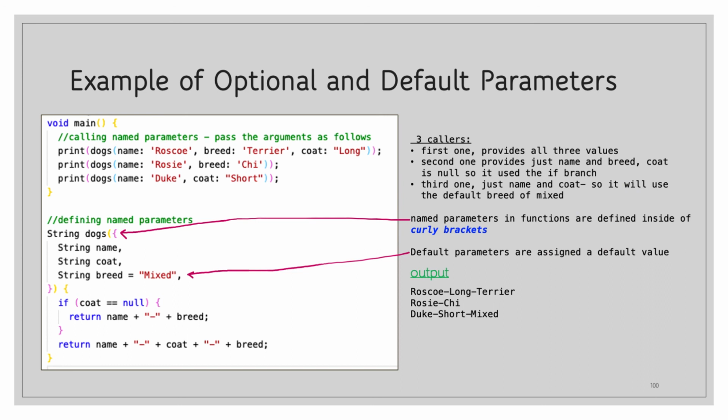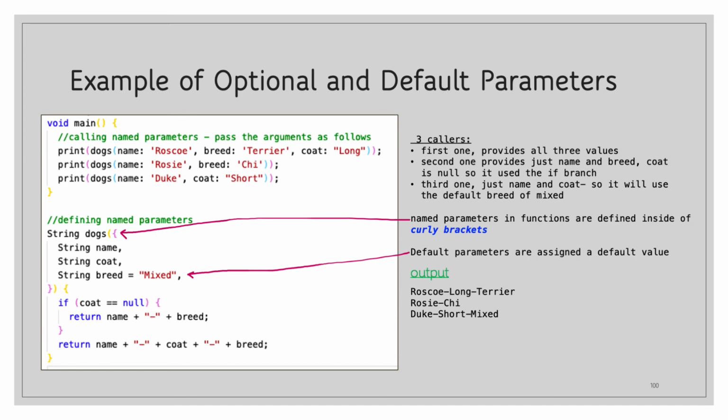Okay, the second one, it has the name, it has the breed, but the coat is null. So the first thing you have to know, this doesn't work this way in Python, you get an error, but I believe it does work this way in JavaScript, and it works this way in, no surprise, Dart. I don't pass in a value for coat. So all it tells me is, okay, I bring back Rosie and Chi, but I do nothing, right? Except it's using this if branch instead of the second return statement. So it knows that's null, so all it's going to do is bring back name and breed.